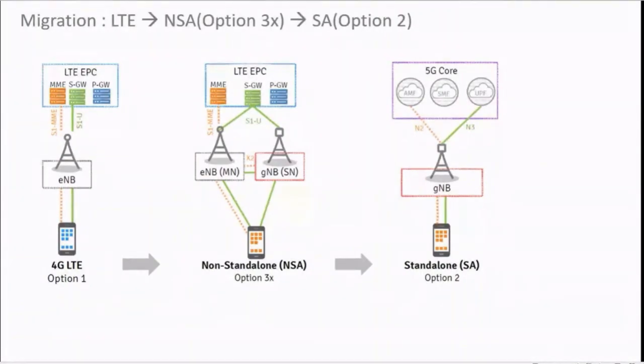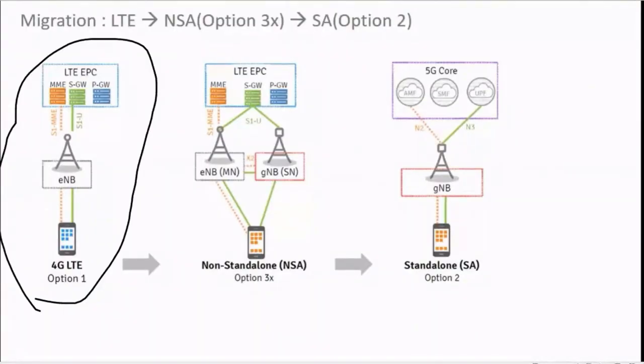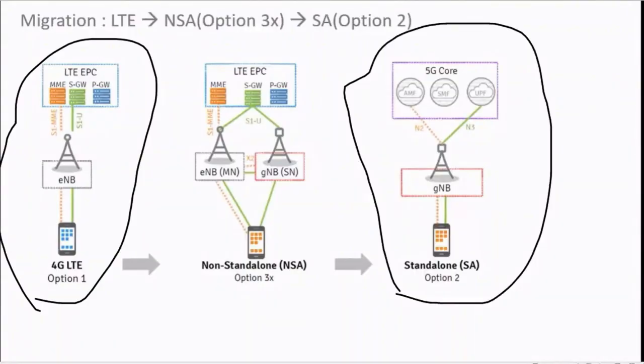At that time 5G was not there. So in case of option 1, we are using LTE core, LTE E node B, LTE interfaces, everything. In case of option 2, we are using the 5G core, 5G G node B, and everything 5G. But as you know, 5G is a very advanced technology as compared to 4G. So it is not easy to migrate from LTE to 5G.